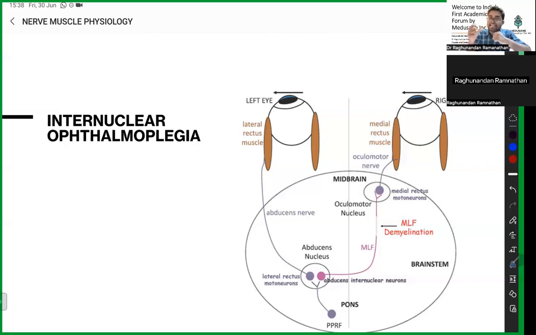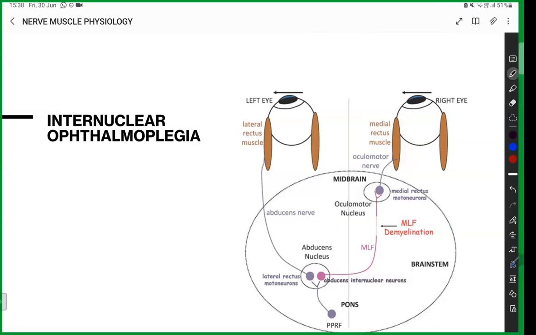This medial longitudinal fasciculus may undergo demyelination. That condition is called internuclear ophthalmoplegia. Very clear? So when there is MLF demyelination, they are not going to work in a coordinated manner.